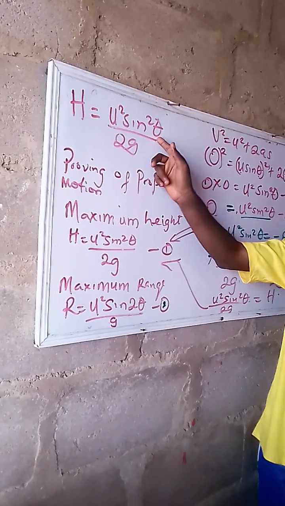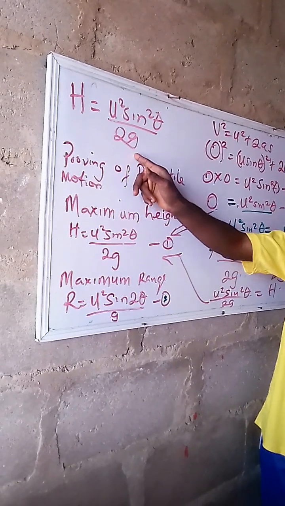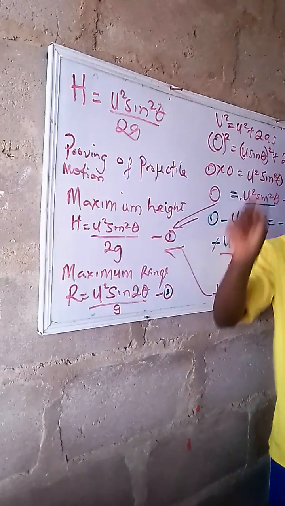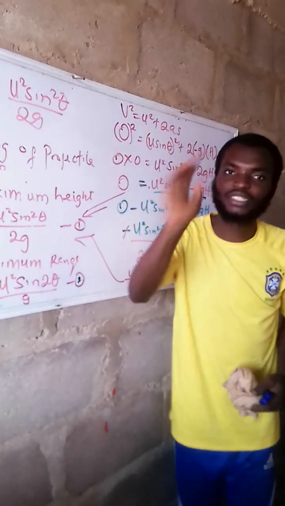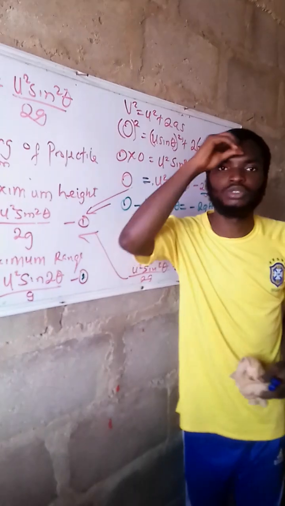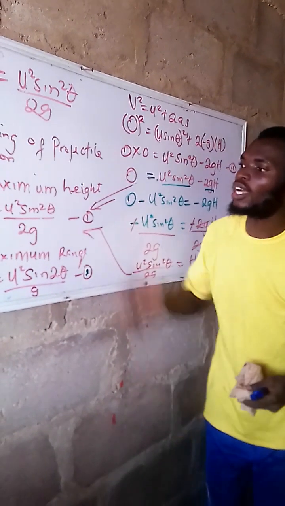This happens to be the angle, while this happens to be the acceleration due to gravity, which is 9.8 meters per second squared, or 10 meters per second squared. It depends on what you are asked to use. Are we together? That is how we prove this.